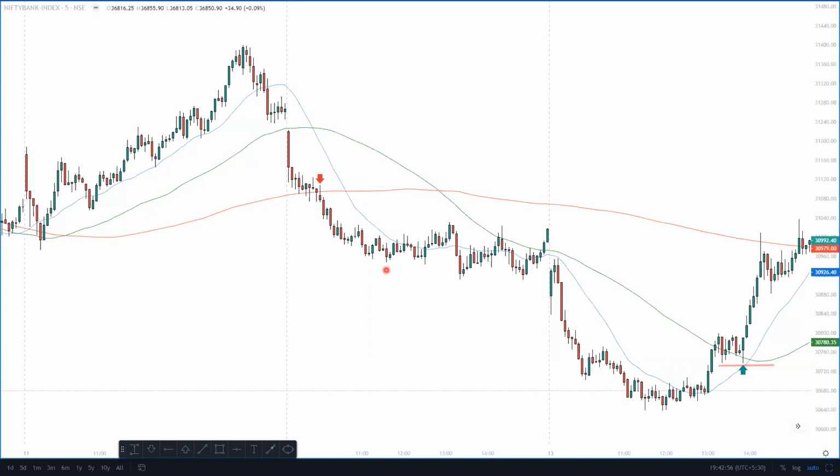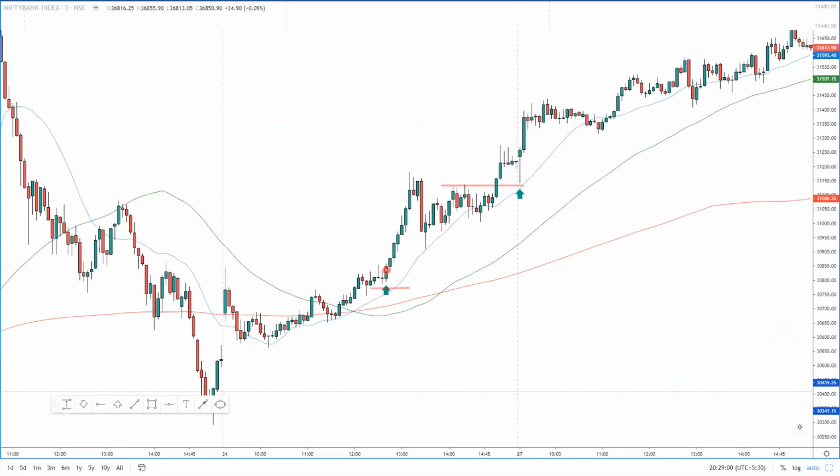Now, if you have taken the entry here, you can see that the prices moved very fast, very fluidly. When such a thing happens, after you enter the trade and prices fluidly move up, one of the best ways to place your stop is at the prior bar's low.